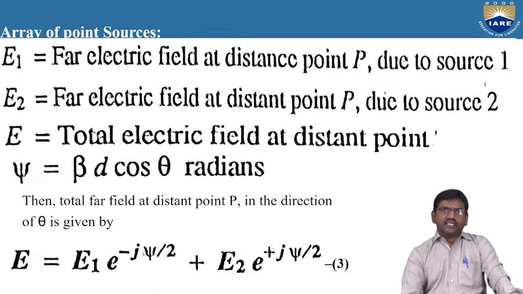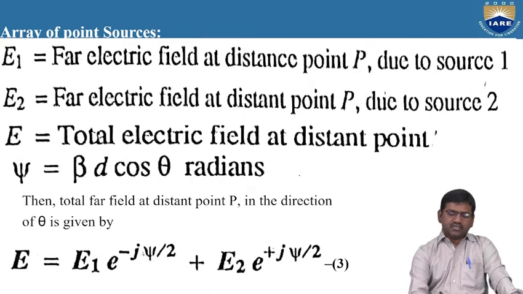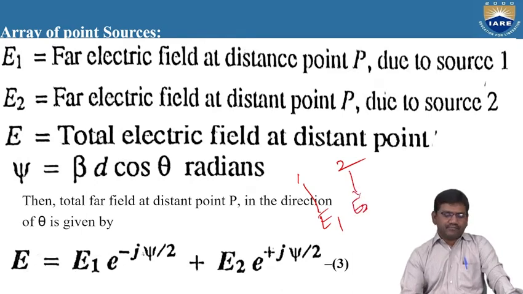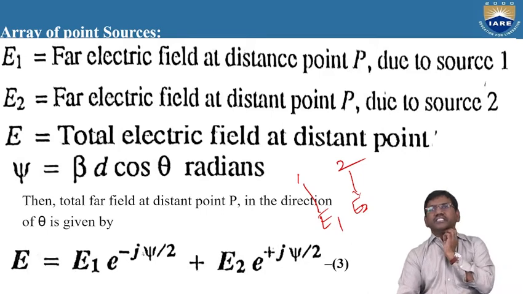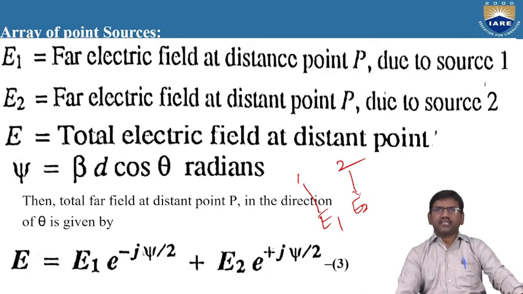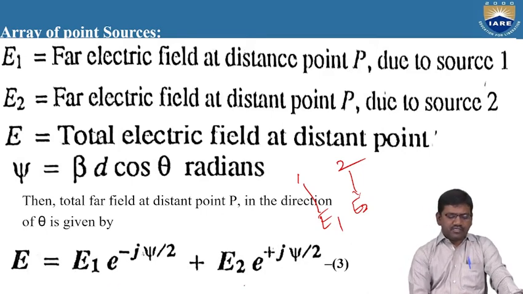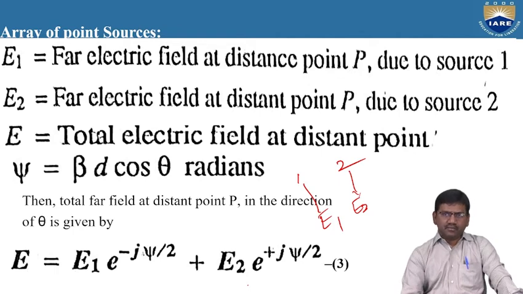Let us assume E1 is the far electric field at distant point P due to source 1, and E2 is the far electric field at distant point P due to source 2. E is the total electric field at the distant point, and psi is equal to beta d cos theta radians. So here there are two elements 1 and 2. The field strength produced by 1 is considered as E1. The field strength produced by point source 2 is considered as E2. And the total far field at distant point P in the direction of theta is given by E is equal to E1 into e power minus j psi by 2 plus E2 into e power j psi by 2.